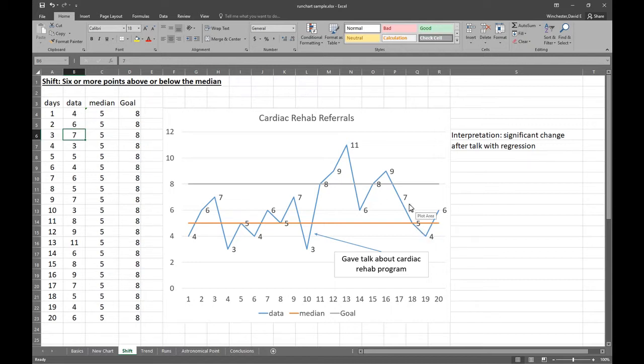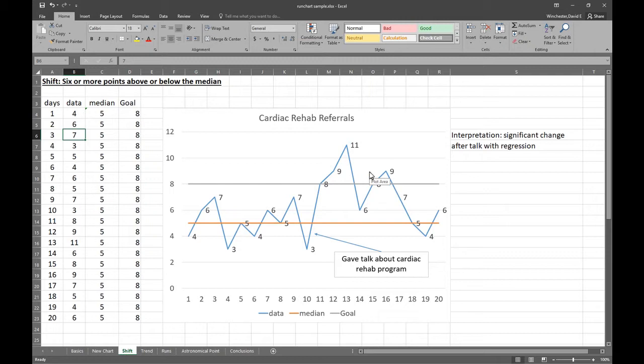For any of you who have done educational interventions in healthcare settings or otherwise, you'll recognize this phenomenon where education is frequently effective in the short term, but people tend to revert to their old habits as time goes on. So that's our interpretation based on this run chart: we had a significant change after the talk, but then we had regression.